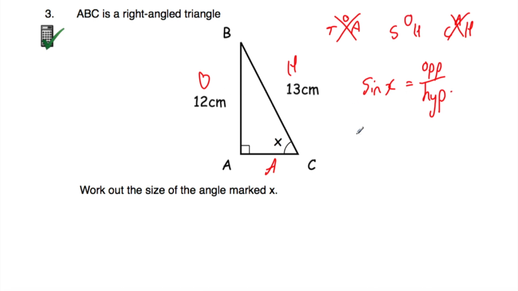So now let's substitute in our values. The sine of x is equal to the opposite, which is 12, divided by the hypotenuse, which is 13. So that means the sine of this angle is equal to 12/13. That angle is obviously not equal to 12/13. Now we want to get rid of the sine, so we're going to do the inverse sine.